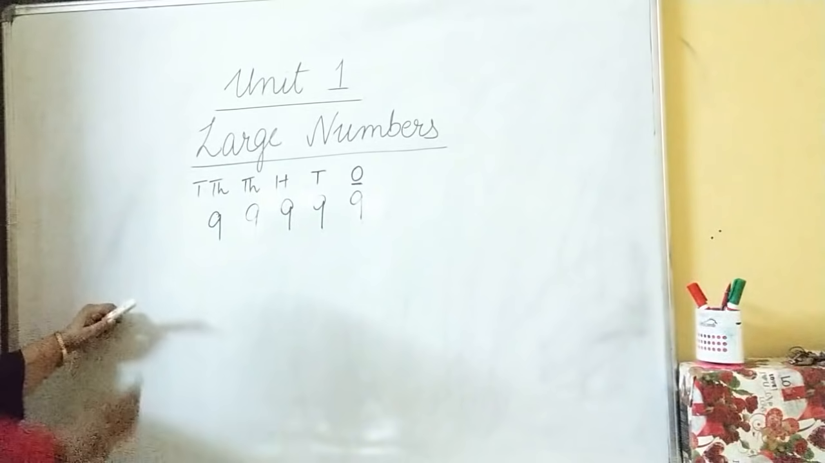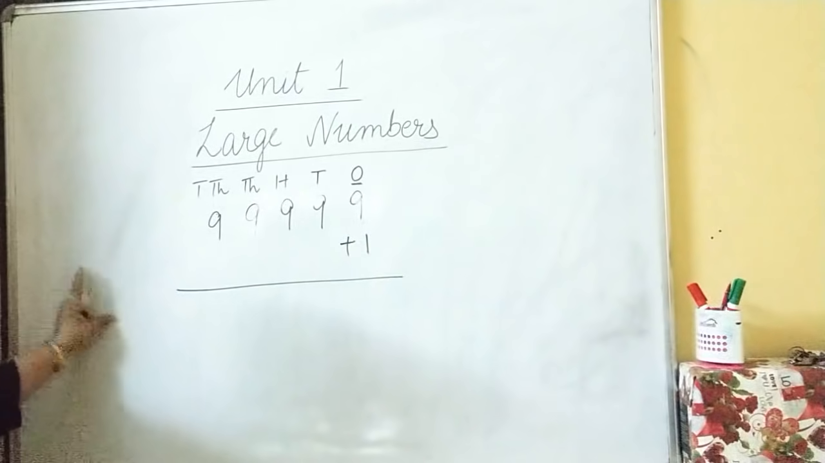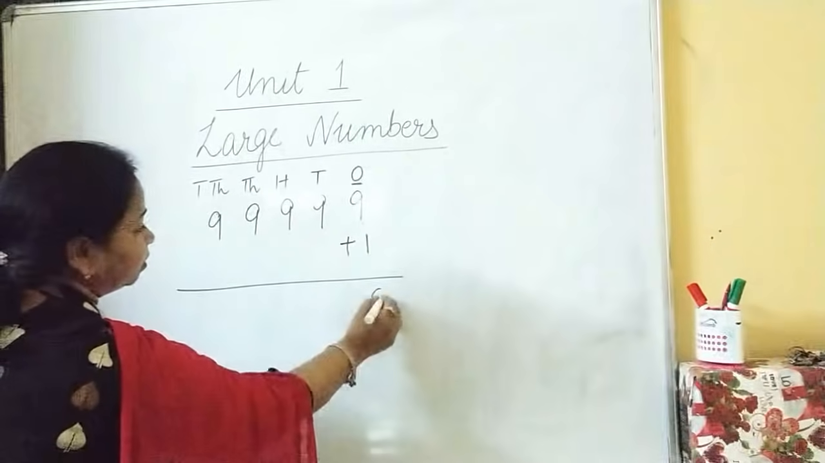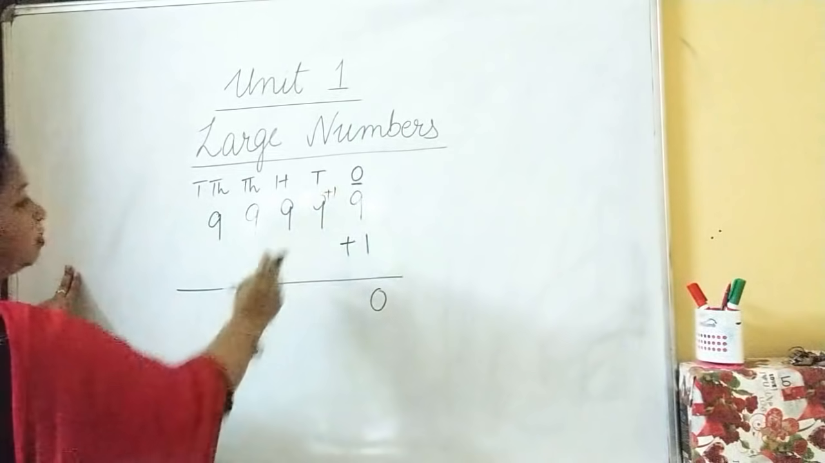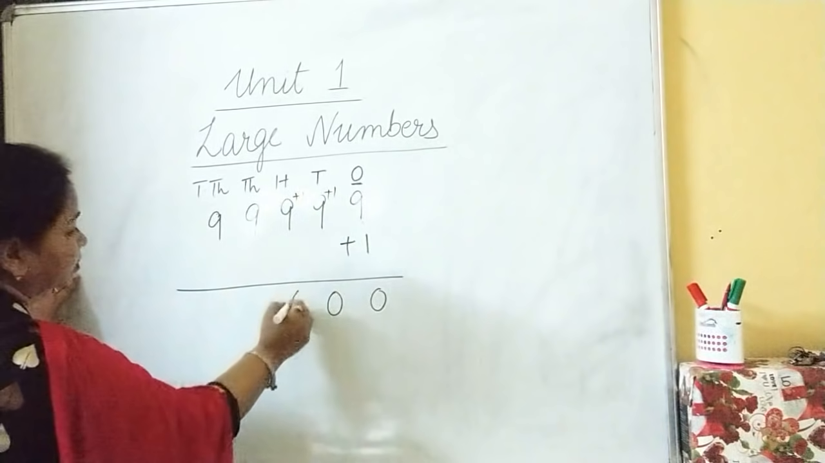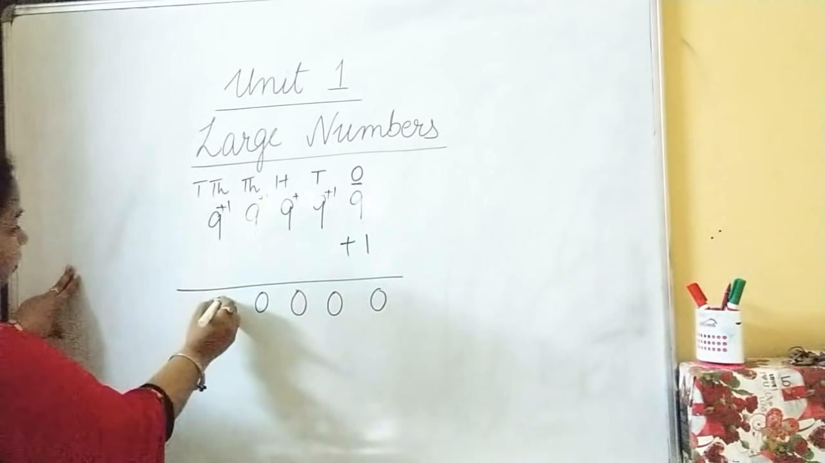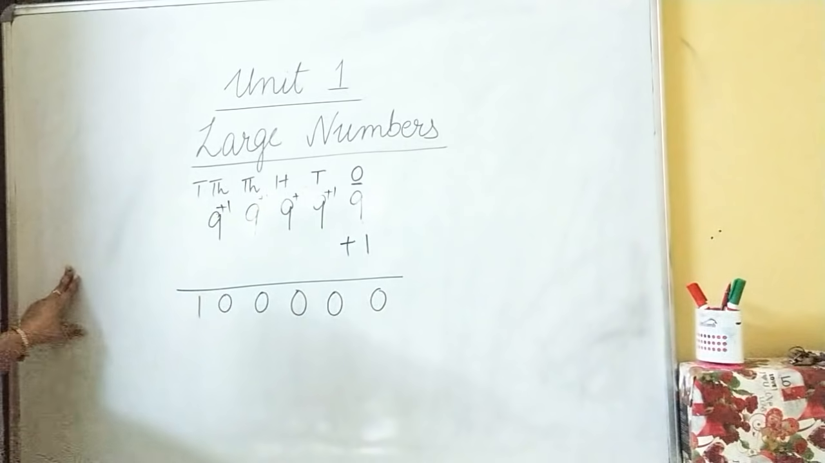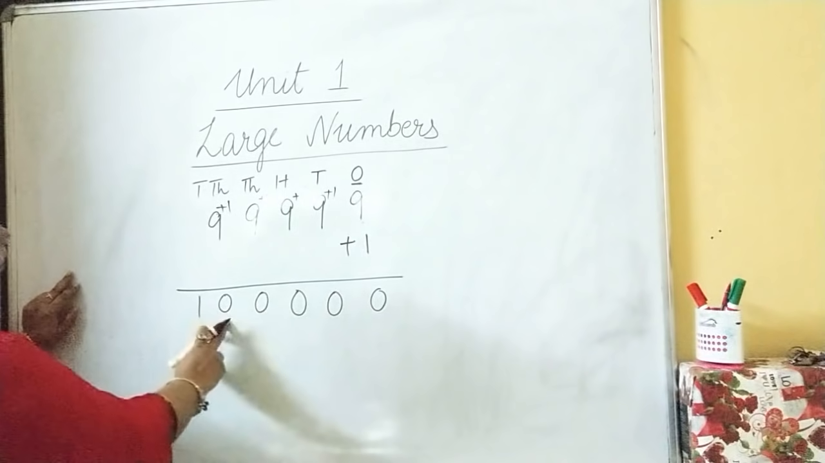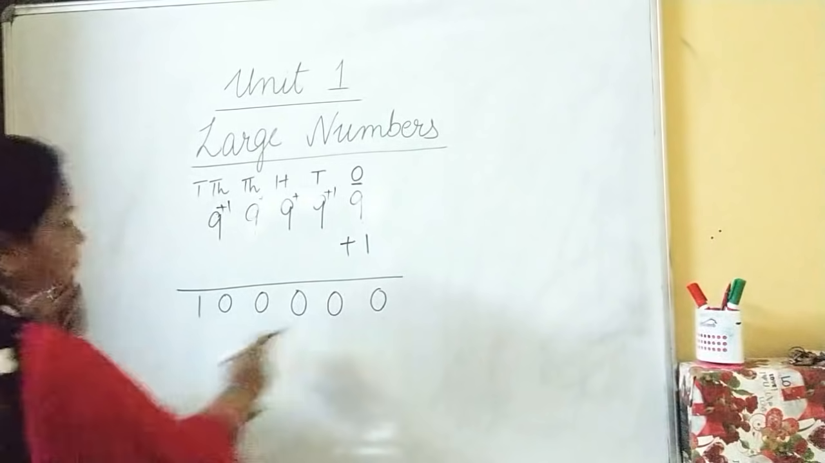If we add 1, what change takes place? When 1 is added to this 9, the result will be 0 over here, right? And 1 we will carry here. 9 plus 1, 10. 0 over here. Again 1 we will carry. Again 0. We carry 1 over here. 0. We carry 1 over here. The answer is 10 over here, right? 1 followed by how many zeros? Just count. 1, 2, 3, 4, 5. 1 followed by 5 zeros.